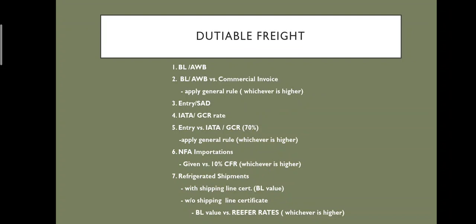Rule number 6, the NFA importations. The given versus the 10% of the CFR, whichever is higher. Lastly, rule number 7, refrigerated shipments. With the shipping line certificate, BL value. Without shipping line certificate, you have to determine whichever is higher between the BL value versus the reefer rates. Okay? So, are you ready to solve the problems?